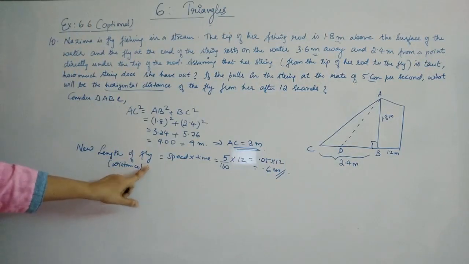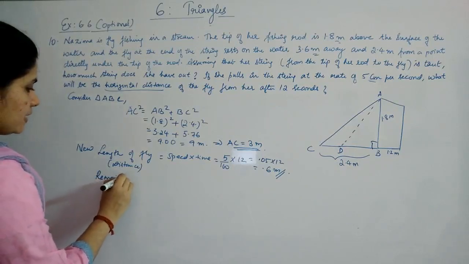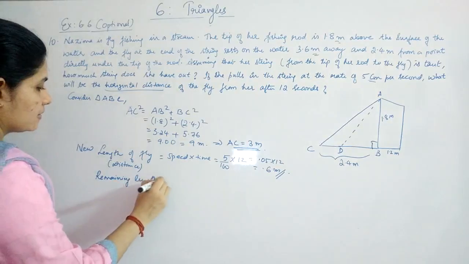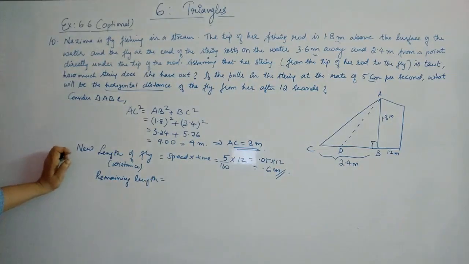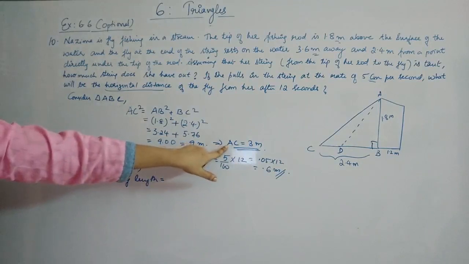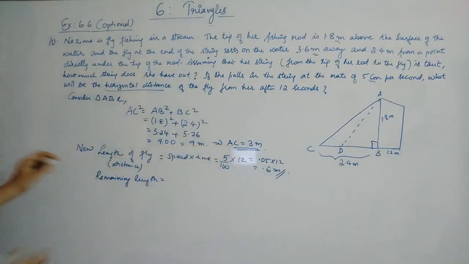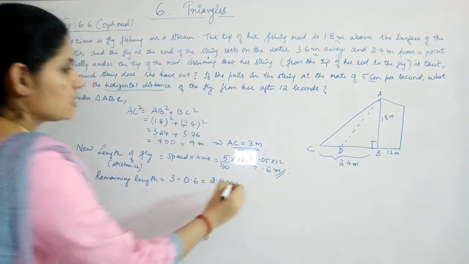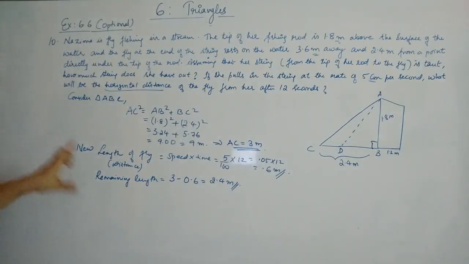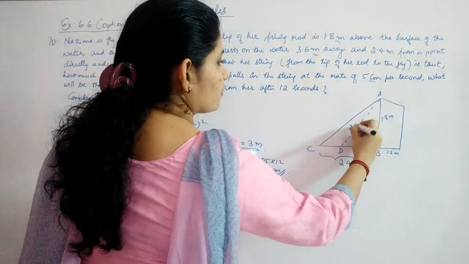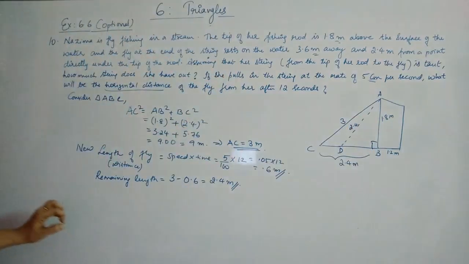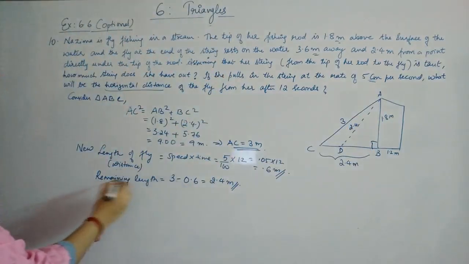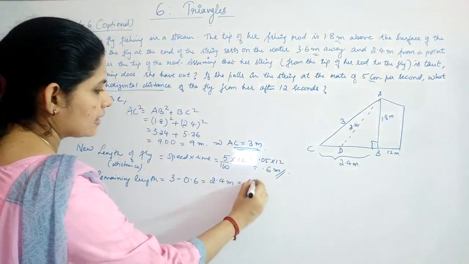So what we have to find out now is the remaining length of the fly. How will you get the remaining length? You have to subtract it from the original length. The original length is AC, which is 3. 3 minus 0.6 will give you 2.4 meter. So that is your new length, or you can say the remaining length of the string when it has been pulled inside. This is your 2.4 which you got, and this is your 3, right? Got it? You can just keep this as your AD.